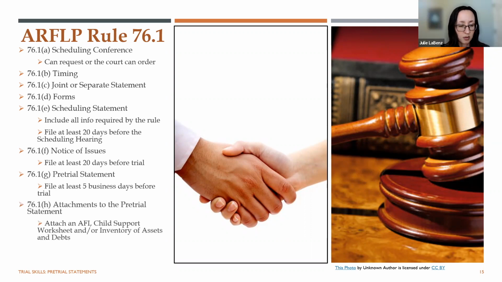76.1H, that's going to be the attachments to the pretrial statement. Attach an AFI, child support worksheet, and/or inventory of assets and debts, whatever is going to apply in your case. And then remember, if you don't list it, you most likely waive it. So make sure any arguments, any contested issues are listed in your notice of issues. Any witnesses that you intend to call to the stand are listed in your pretrial statement, and any and all exhibits you intend to use are listed in your pretrial statement.